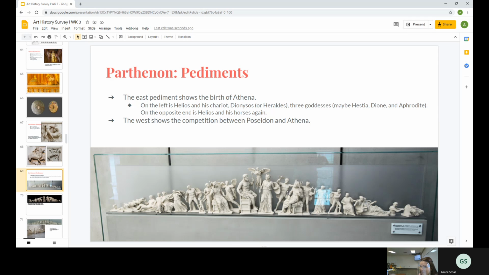And this is a replica. This is not what it looks like today. This is what's left, but this is what it actually looked like. So here we have Zeus, Athena, one of the Nikes. Poseidon, of course, is pretty recognizable. Hera over here. As well as a bunch of the other gods and goddesses.